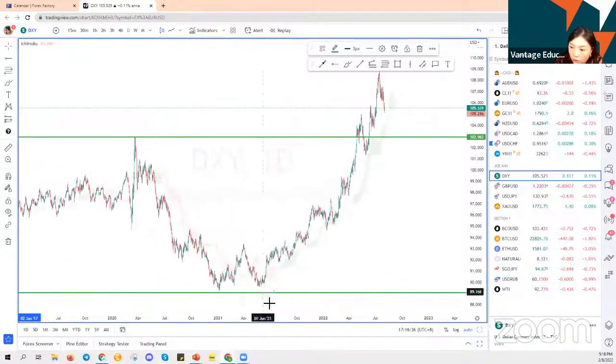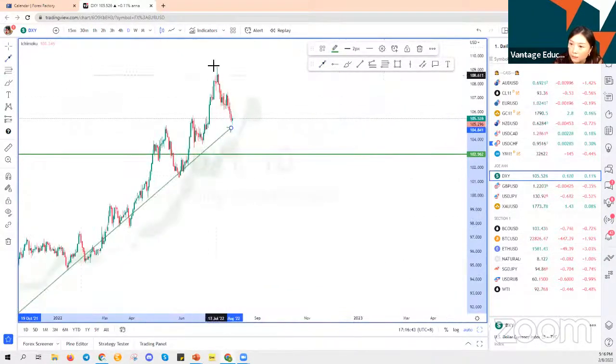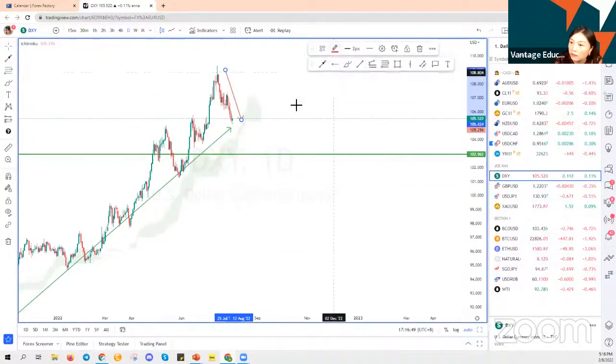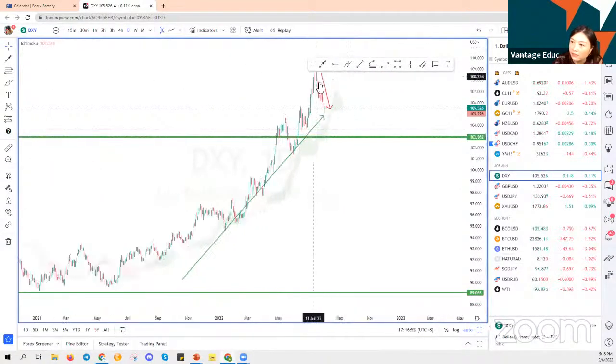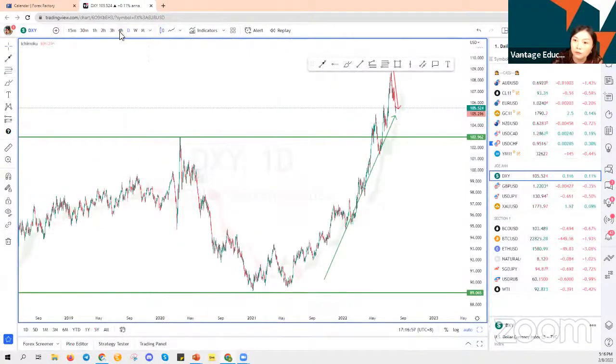So on a daily chart, I will confirm that price is still going upwards, yes. But I will take note that it's actually coming off a little bit here. Okay. So daily chart slightly bearish here. Okay, then I'll zoom in 4 hour.